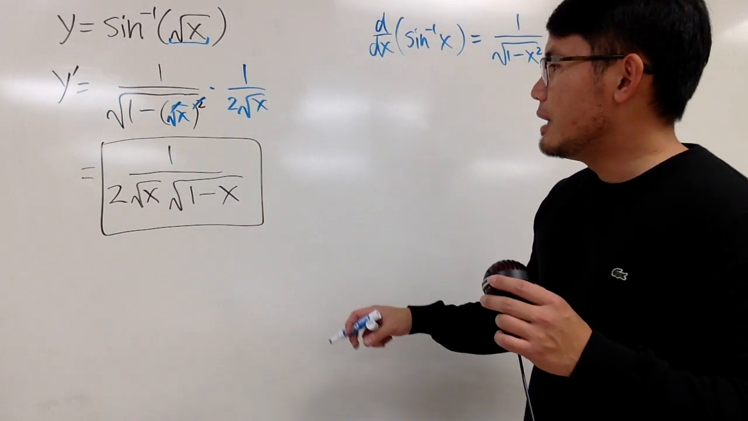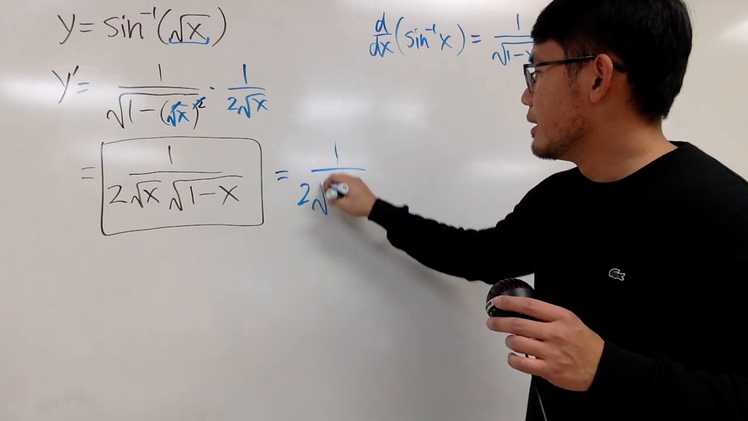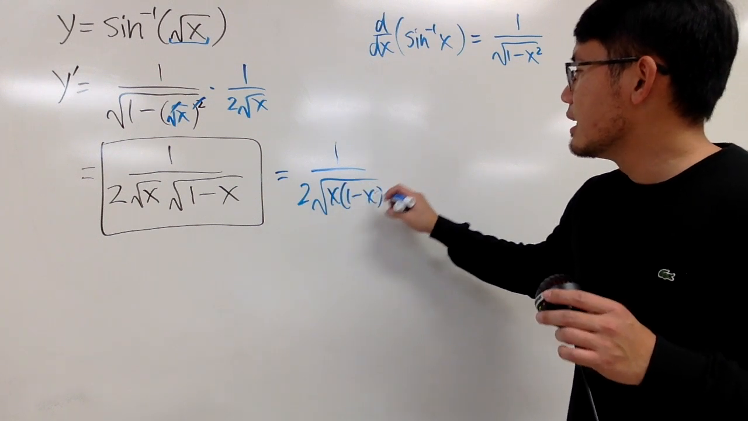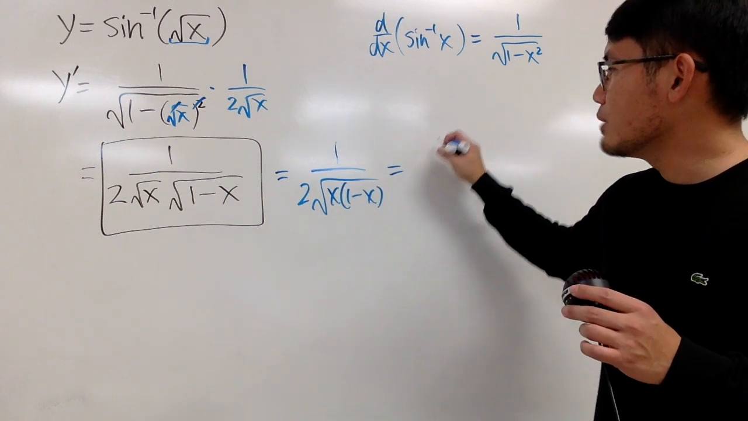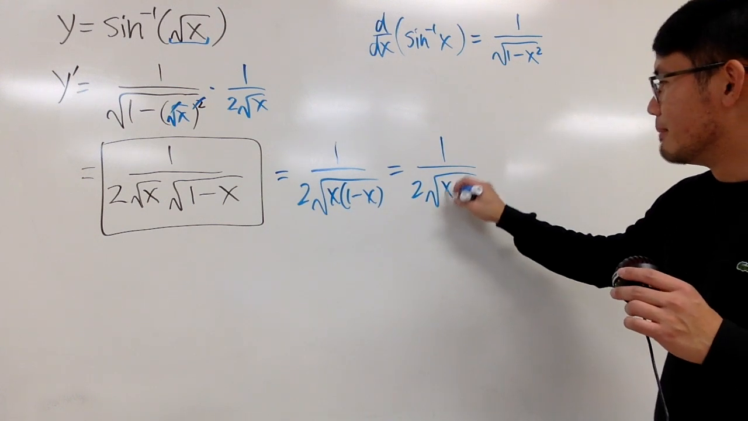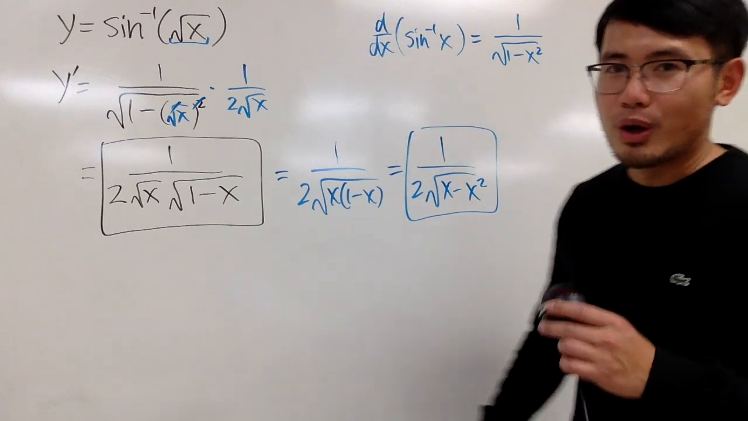If not, maybe you can also write this down as 1 over 2. And you multiply the inside together, namely x times 1 minus x. And of course, you can multiply that out, 1 over 2 square root x minus x squared. So just like that as well.